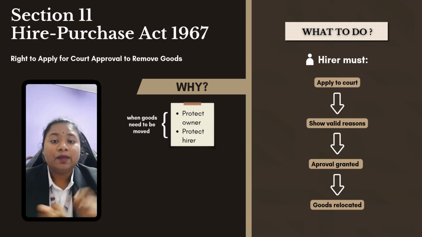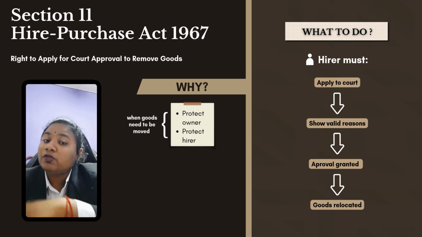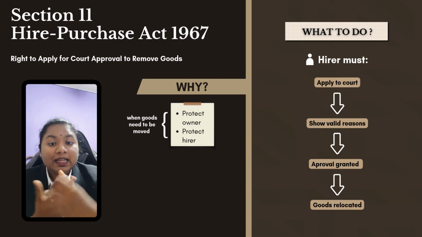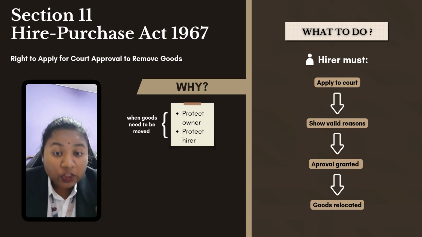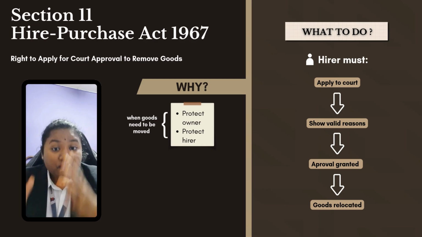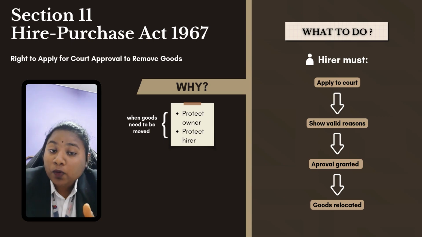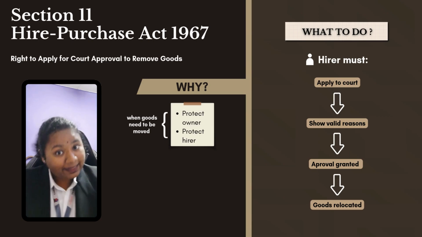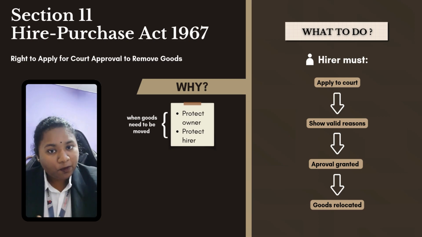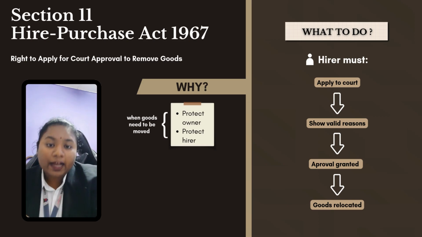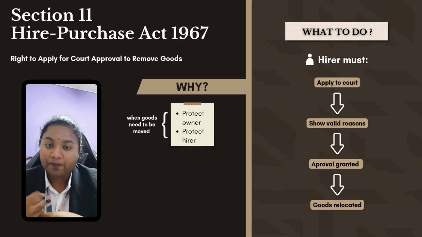The first step is that the owner must decide he wants to take the goods from the hirer's place. Second, the owner must apply to the magistrate court with a proper legal issue. Third, the magistrate court has to review and give approval so that the owner can take the goods from the hirer's place. And the final step is, with the legal approval, the owner can go to the hirer's place and take the goods back.